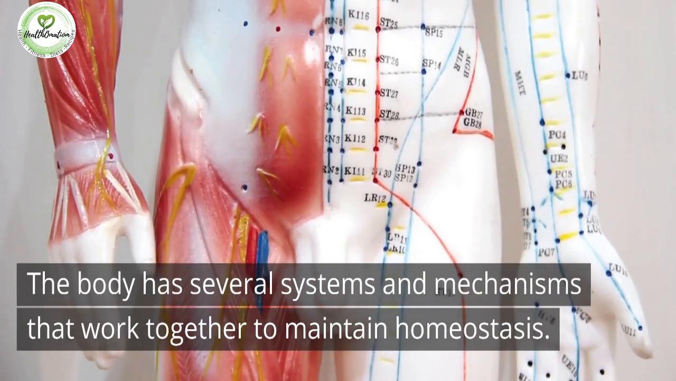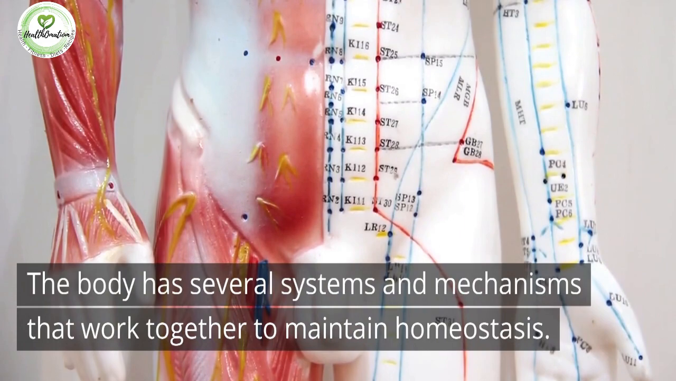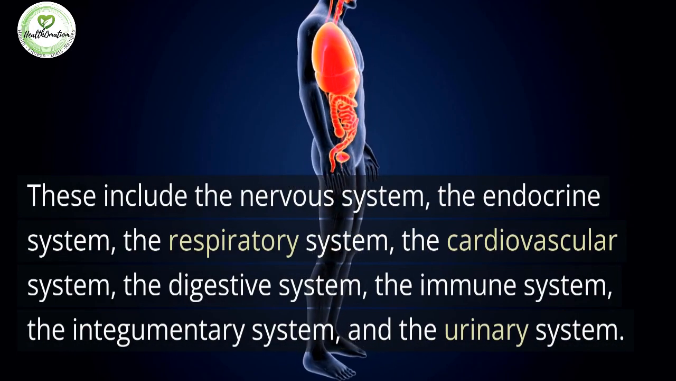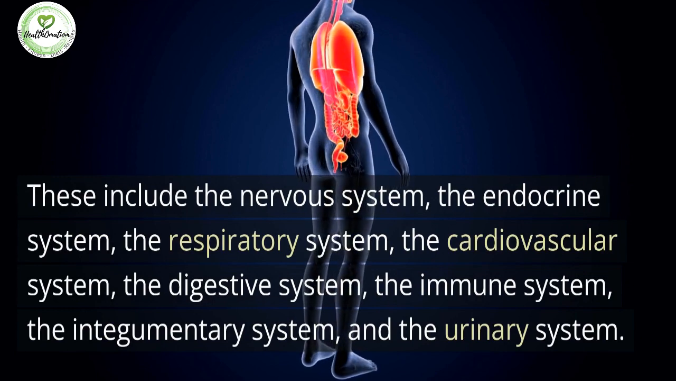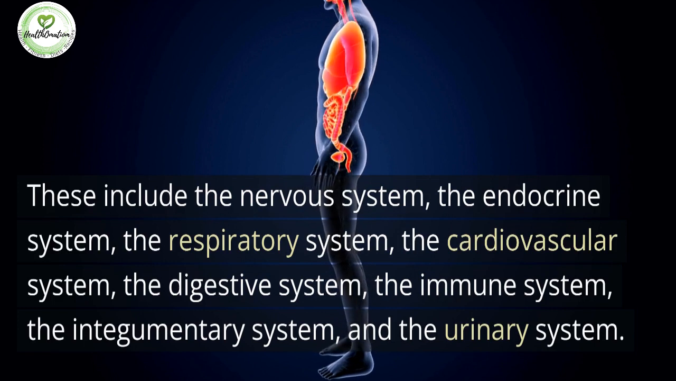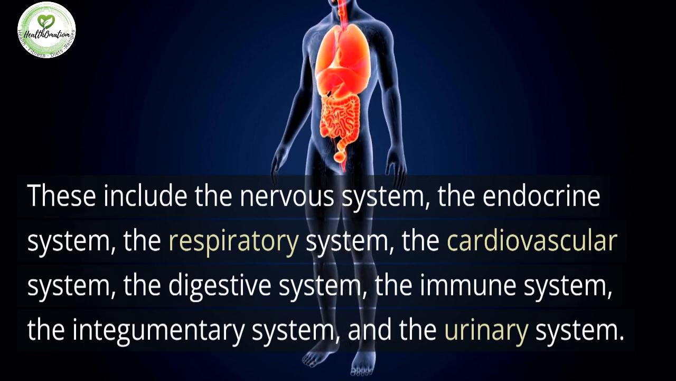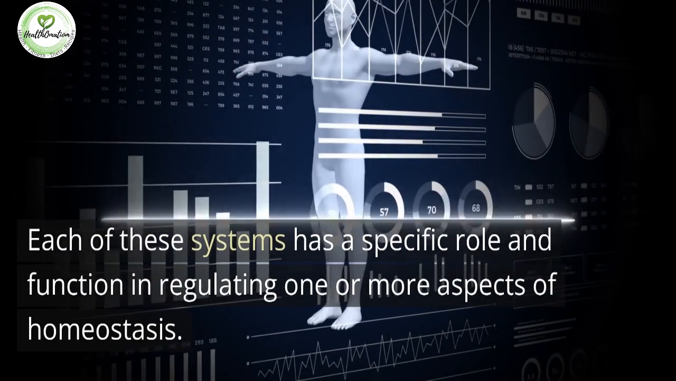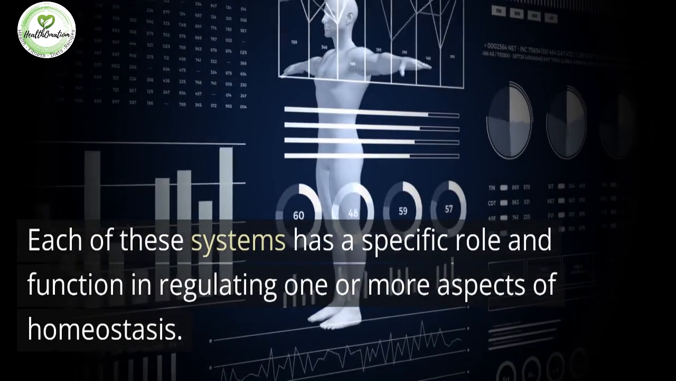The body has several systems and mechanisms that work together to maintain homeostasis. These include the nervous system, the endocrine system, the respiratory system, the cardiovascular system, the digestive system, the immune system, the integumentary system, and the urinary system. Each of these systems has a specific role and function in regulating one or more aspects of homeostasis.